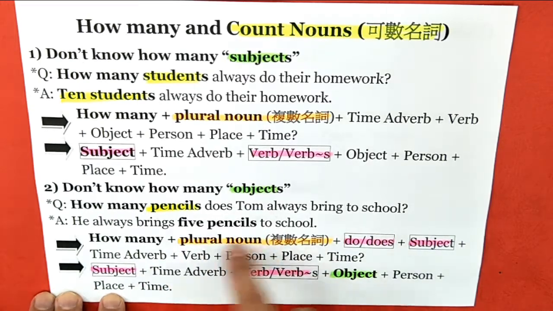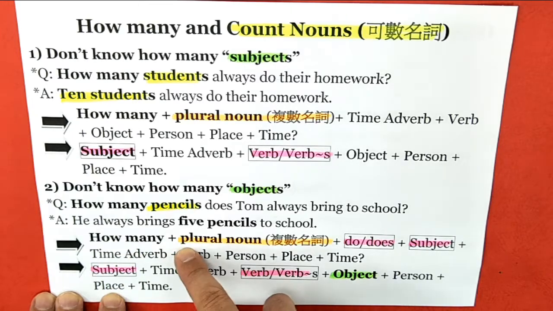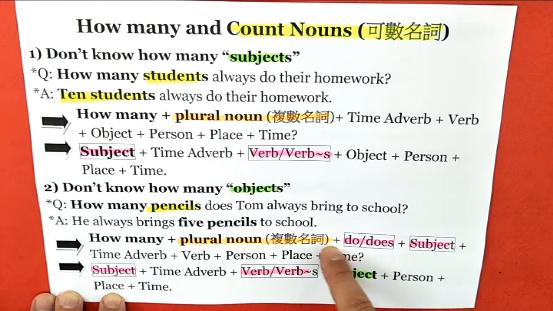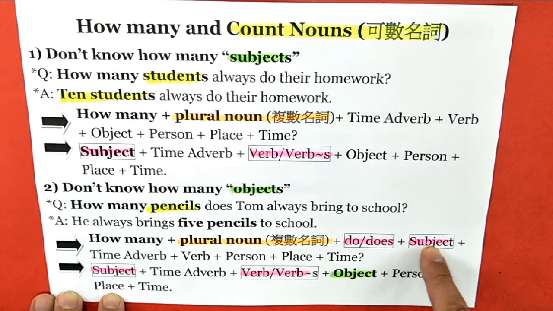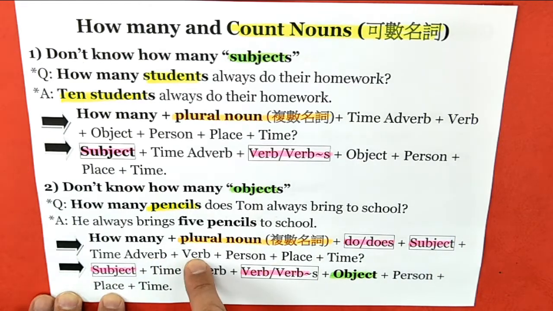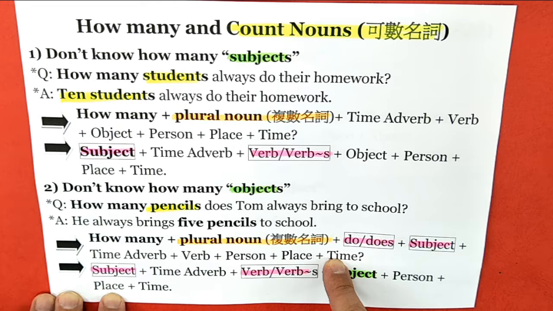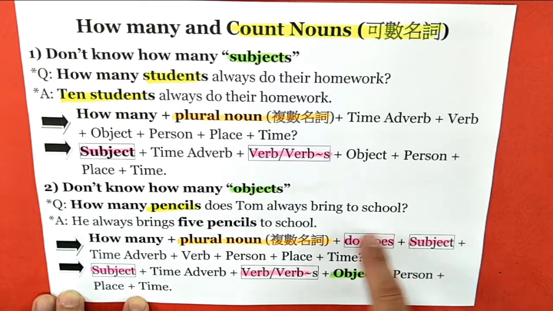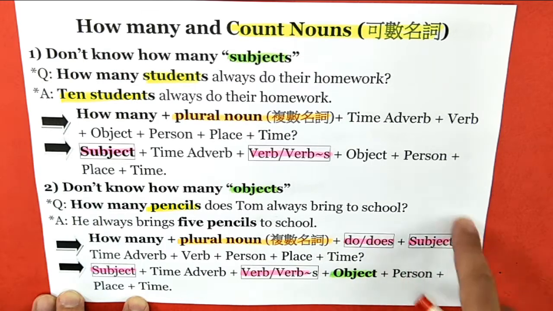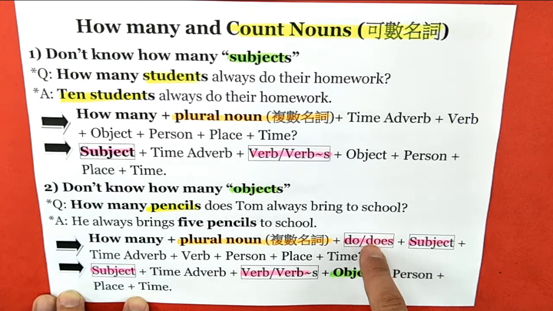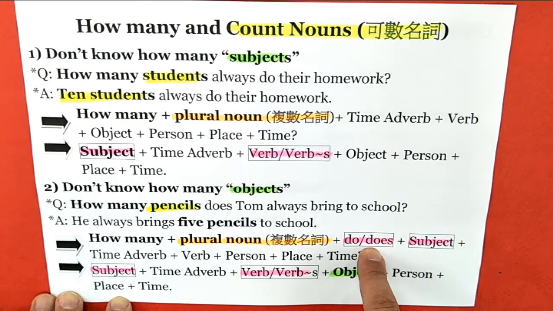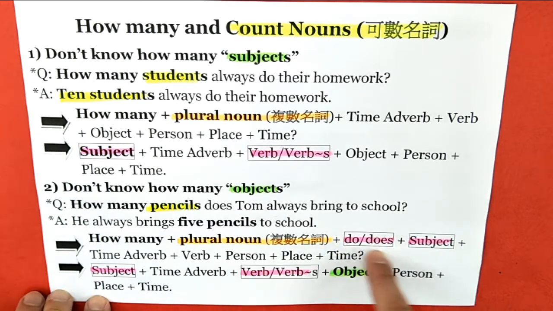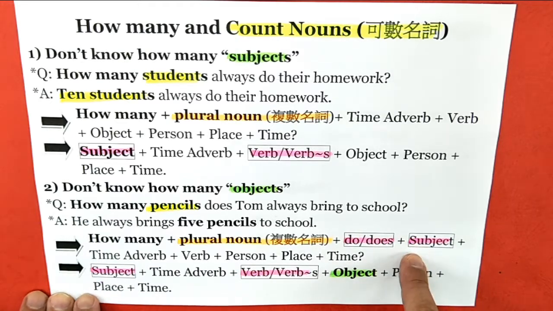Let's look at the sentence pattern. How many plus plural noun, remember, plural noun, the noun plus an S, plus do or does, plus subject, plus time adverb, plus verb, plus person, plus place, plus time. Remember, the subject must agree with the helping verb do or does. One subject, we use does. He, she, it. The subject, he, she, it, we use does. If the subject is I, you, we, they, we use do. So the subject must agree with the verb, always.